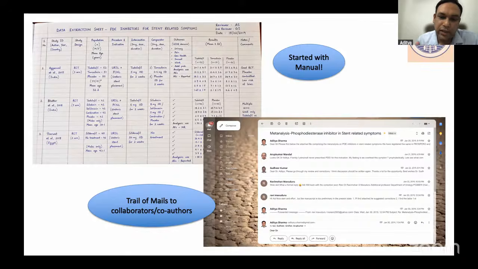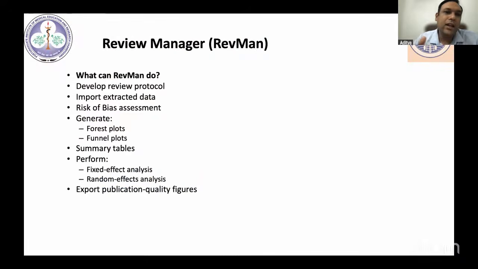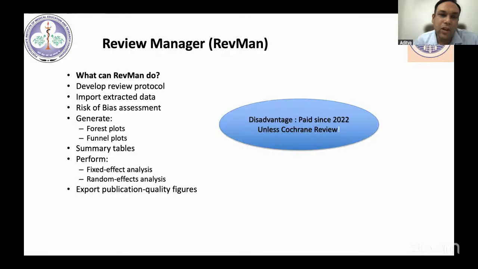And now there are a lot of softwares, like Revman is there. I'll just briefly touch upon it. It's a wonderful review manager from Cochrane. It was free of cost till 2022. But if you are still doing a Cochrane review, it is free for you. And for low and middle income countries, it's free. So if you have extracted your data, you put your data in, it will do everything for you.